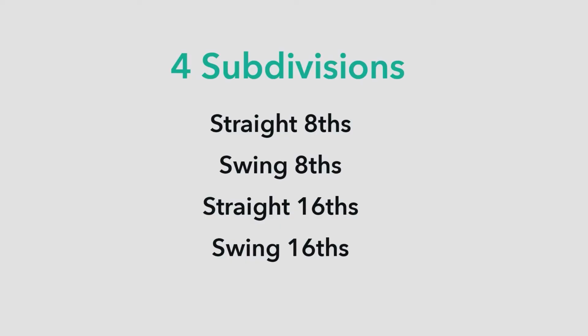There are 4 common subdivisions that are used in popular music styles: straight eighths, swing eighths, straight sixteenths, and swing sixteenths. These subdivisions can be found in any time signature. To identify the subdivision correctly, start by finding the pulse of the song or the steady beat. Then line up the numbers with the pulse. For example, if you're in 4, you would count 1, 2, 3, 4, 1, 2, 3, 4, and continue.